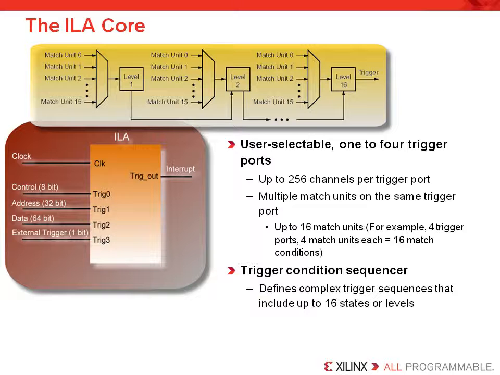For example, if a user employed all 4 trigger ports and set 4 match units on each trigger port, that system would use all possible 16 match conditions. If you are building a more complex system, you can add additional ILA cores and cascade their outputs to check for complex trigger sequences that include up to 16 levels, as shown in this diagram. In this case, you see multiple ILAs connected in series to allow for the maximum number of match units. Any design can contain up to 16 ILA cores.